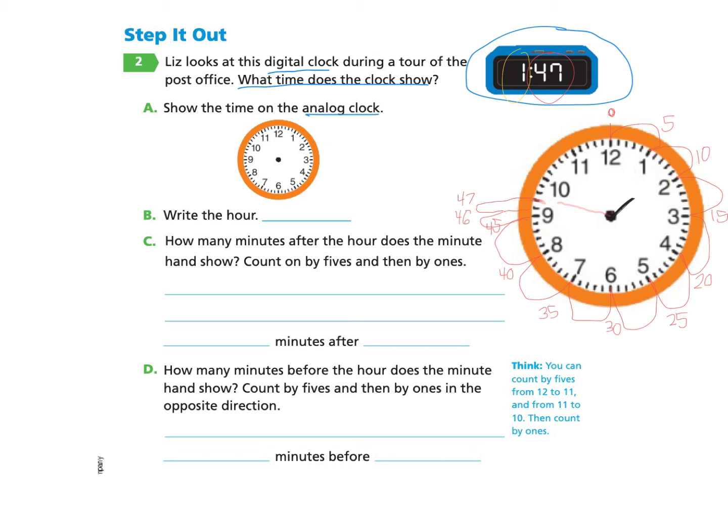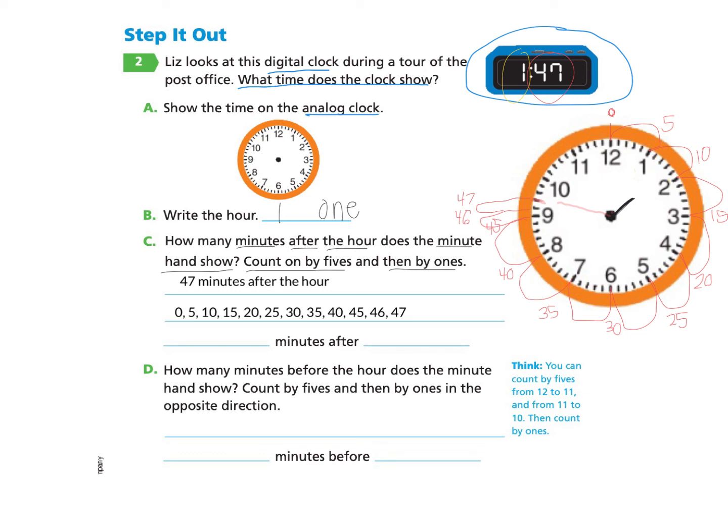Now let's take a look at part B. Write the hour. Well, we know that the hour is 1, or we can write it out if we'd like. And now we're ready to answer part C. How many minutes after the hour does the minute hand show? So we show that there are 47 minutes after the hour. Part C also asks us to count on by 5s and then by 1s, which we did in the red.